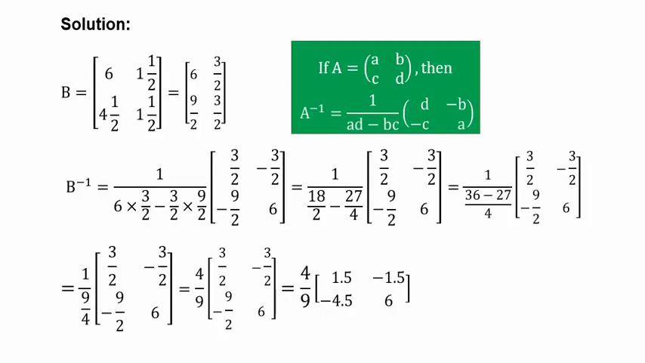Okay, so this is the problem, the given matrix. First, let's convert the entries in the form of mixed fractions to improper fractions. If you convert 1 whole number 1 over 2, you have 3 over 2. If you convert 4 whole number 1 over 2, you have 9 over 2, and the last entry is 3 over 2.